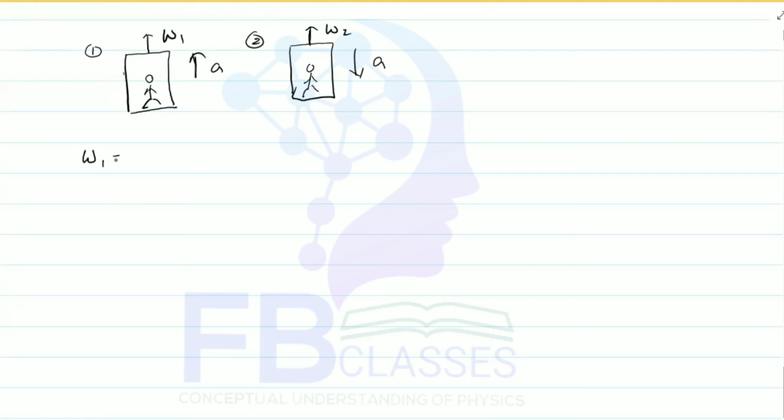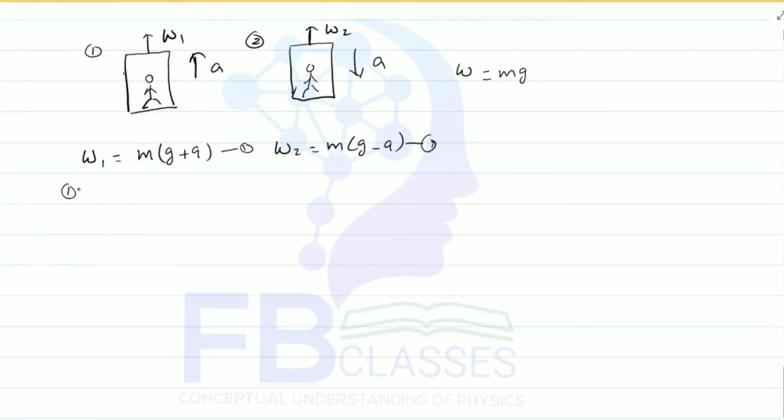So now W1 is equal to m(g plus a), when the lift is moving upward. So when moving downward, W2 is equal to m(g minus a). So the actual weight W is equal to mg. Actual weight of the man is W is equal to mg. So now this is equation 1 and this is equation 2.